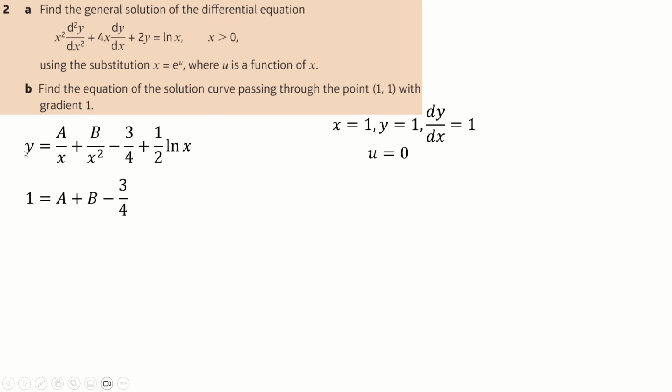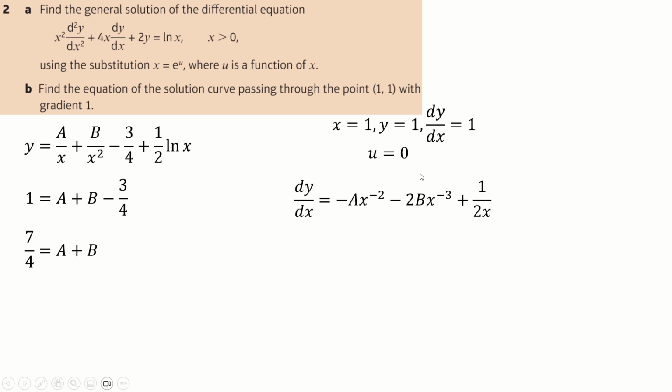Anyway, put in 1 and put in 1 and put in 1, and you get this. Log of 1 is, of course, 0. Add 3/4 to both sides, you get this. And then why does this dy by dx help? What are you supposed to do with that? Well, you're supposed to take this and just differentiate it all with respect to x. To get this, of course, this is ax to the minus 1, so the minus 1 comes down, lowest term minus 2, and so on. This differentiates to 1 over x, as we've seen before.